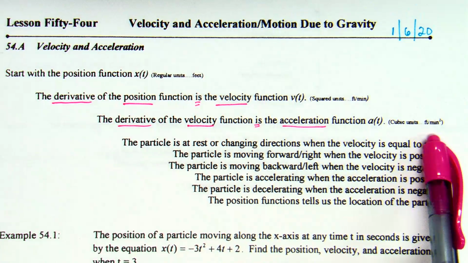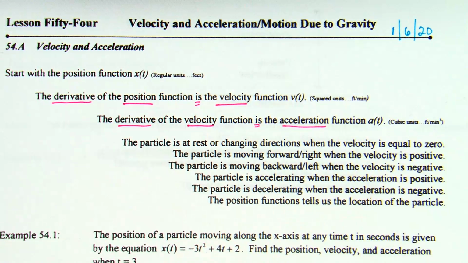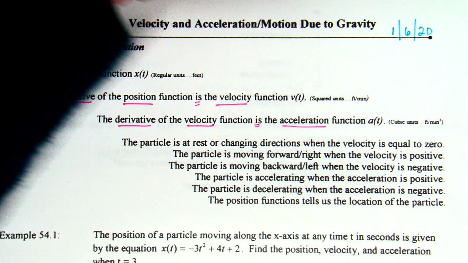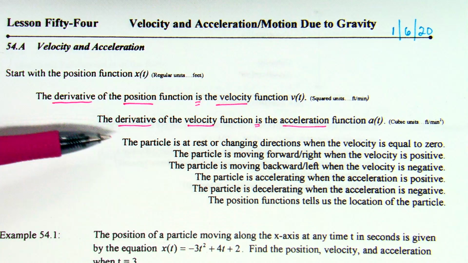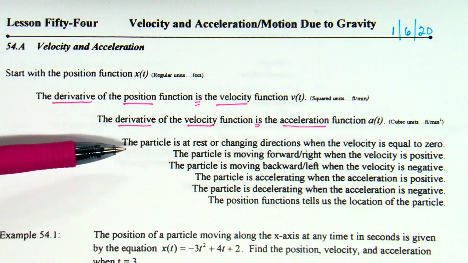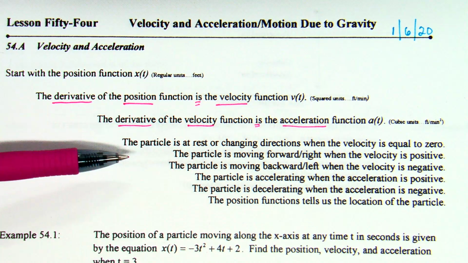Now, before we go into this, some things to connect. The particle is at rest or changing direction. If your particle's moving, when is it either at rest or changing directions? What has to happen to that particle? It's going to have to stop. When it stops, what is equal to 0? Velocity is equal to 0. So anytime you're asked to find when the particle is at rest or when it changes directions, you're finding when the velocity equals 0. These are some of the questions you're going to see.